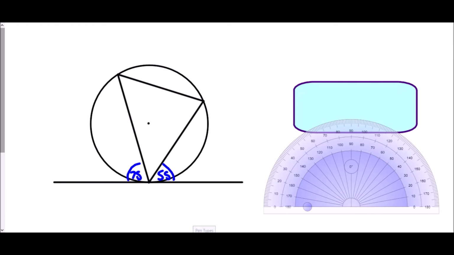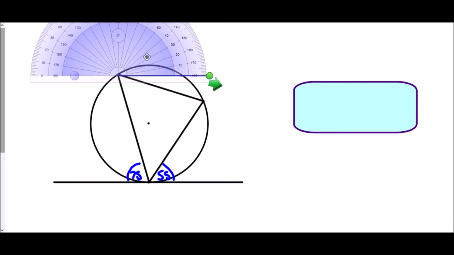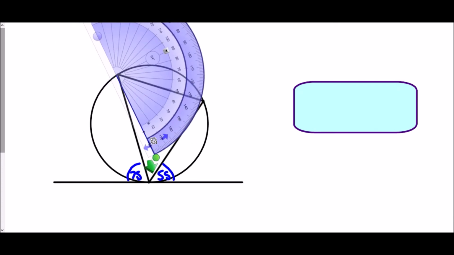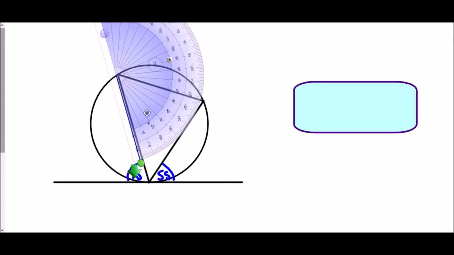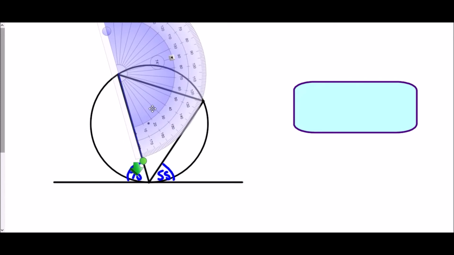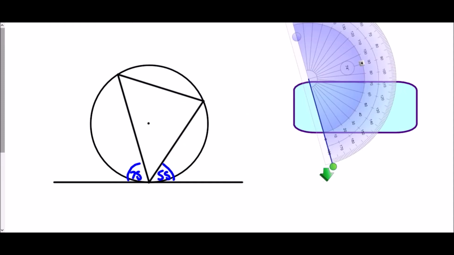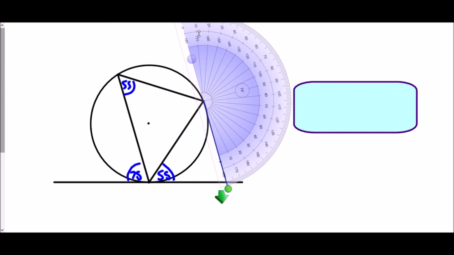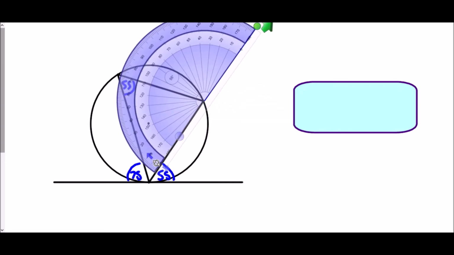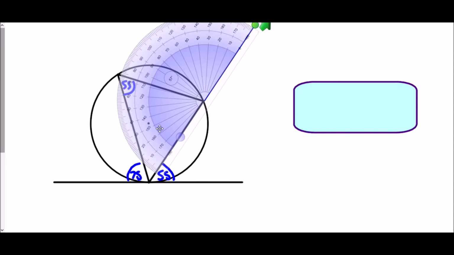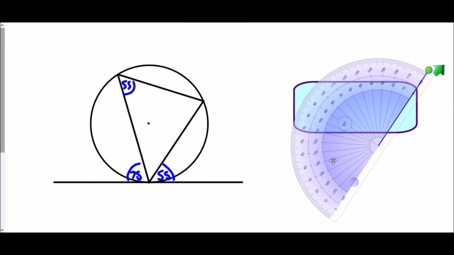And then if I look at the angles inside of the triangle, well, if I take this angle here and I rotate, just line that up a little bit better, there we go. So in there we have 55 degrees, and in the other angle, we turn this around, well, in here we have 75 degrees. And so let's mark that in.